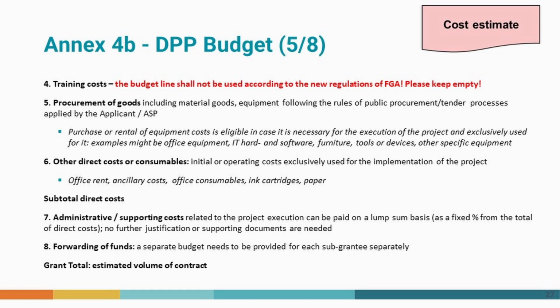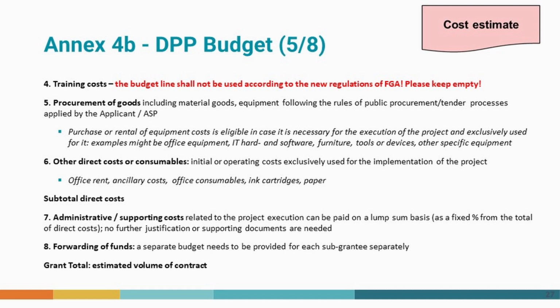Slide 5. Training costs. The budget line shall not be used according to the new regulations of FGA. Please keep this empty. Procurement of goods, including material goods, equipment following the rules of public procurement, or tender processes applied by the applicant/ASP.